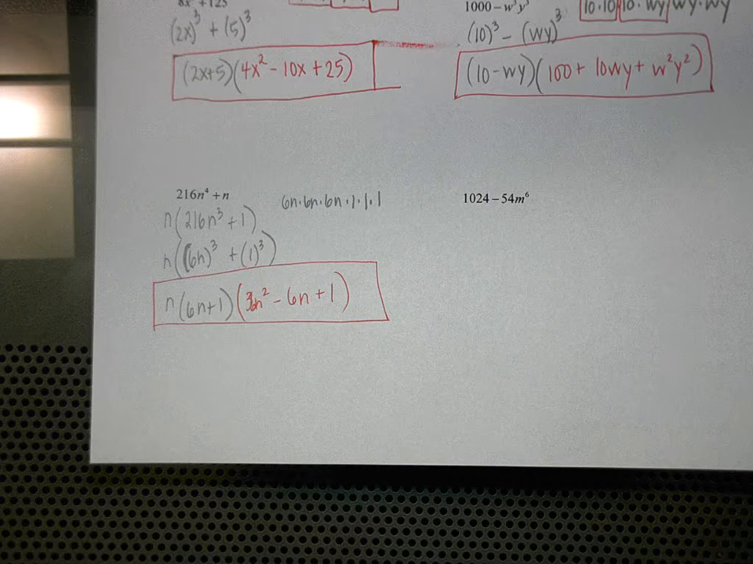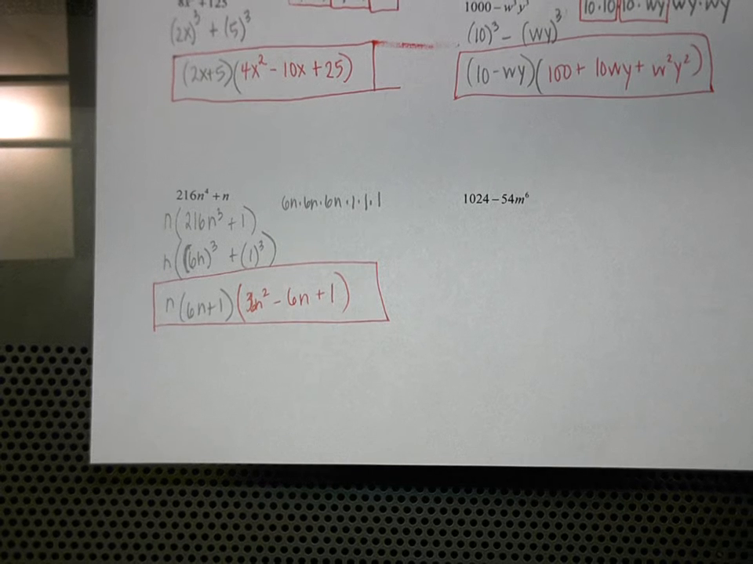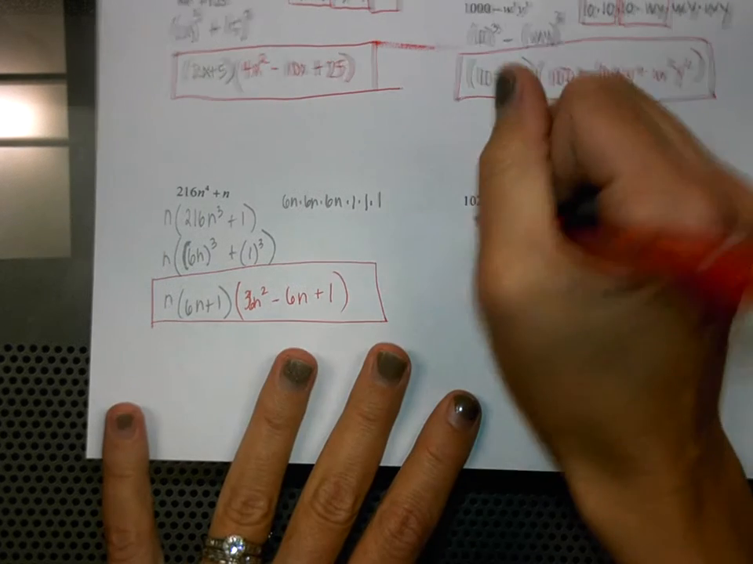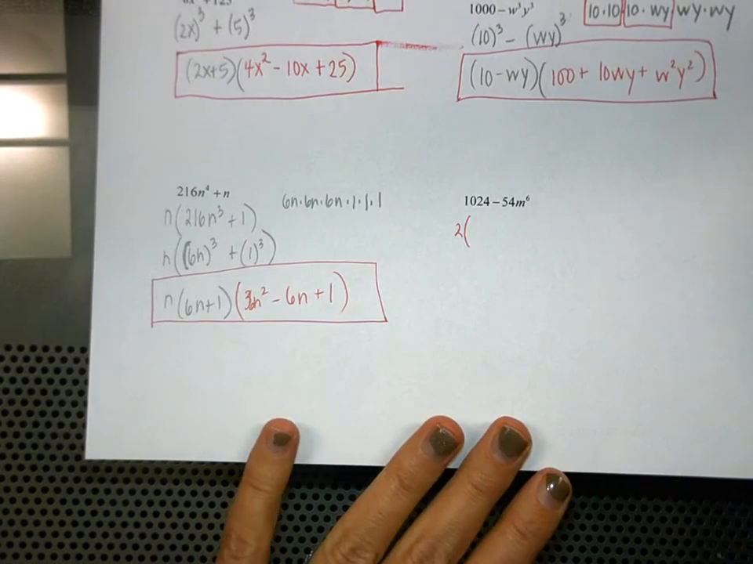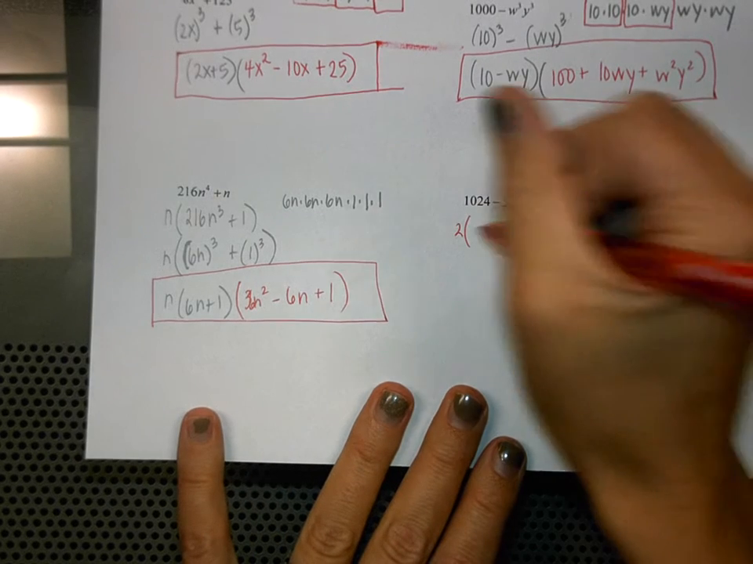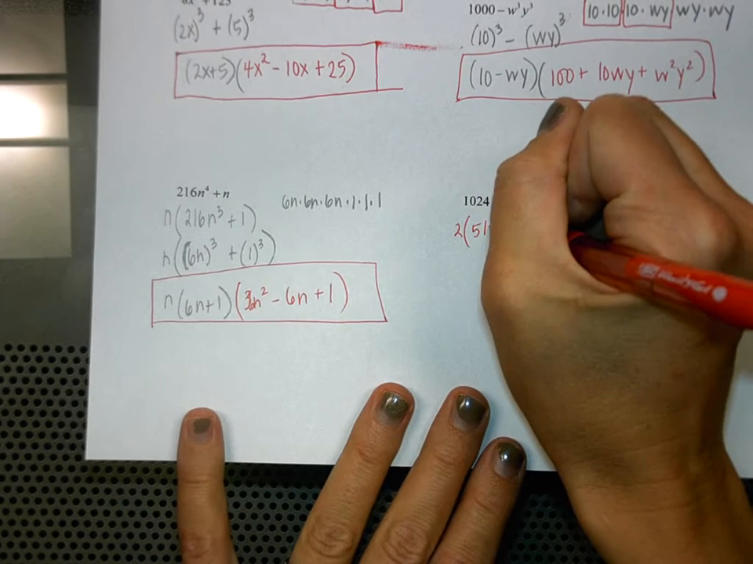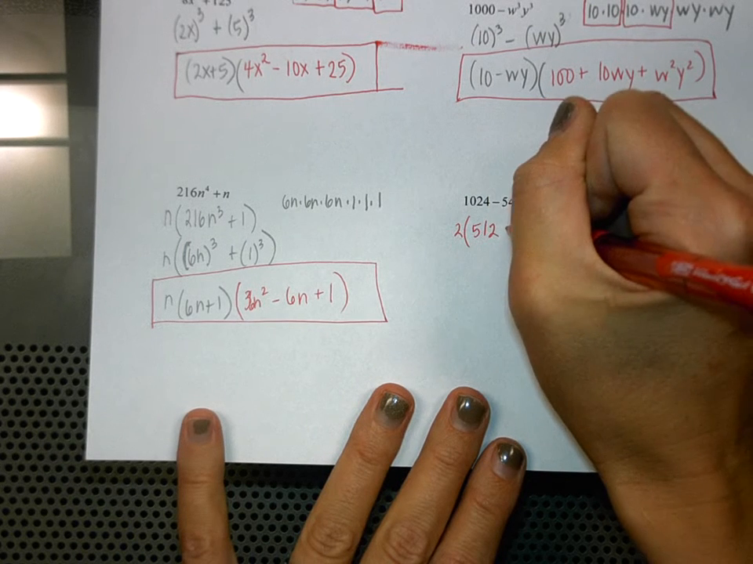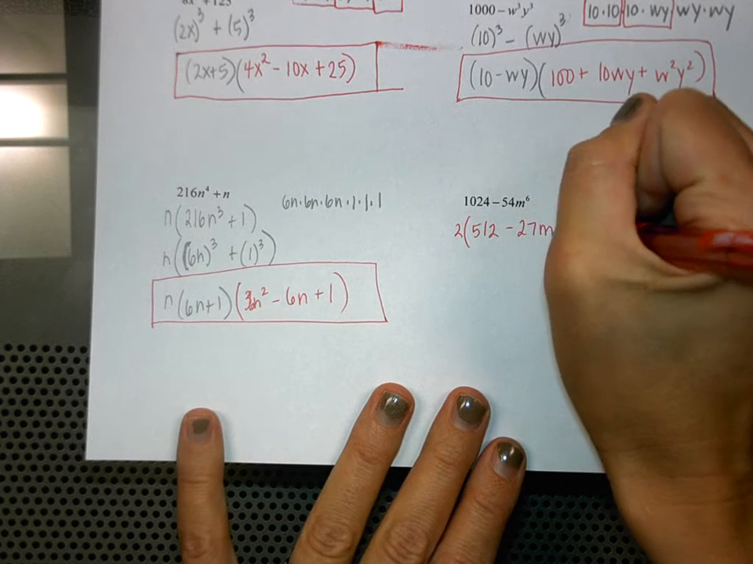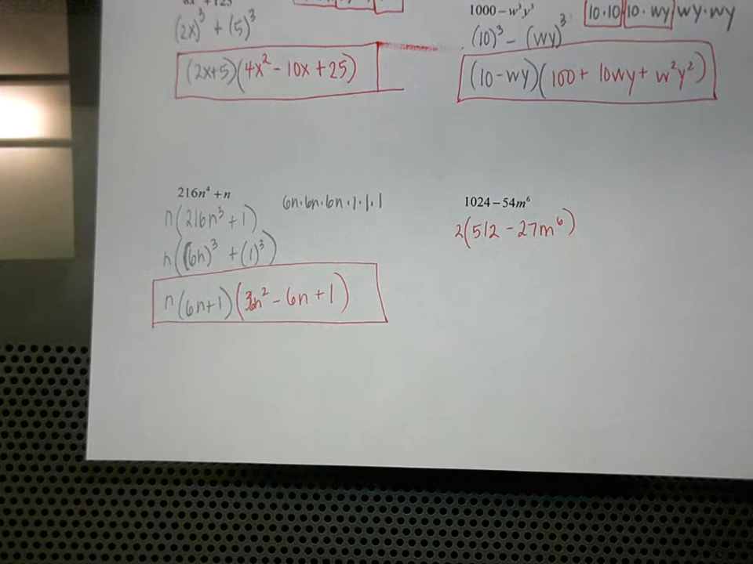Okay, next one. GCF. So you can see that those are not cubes right now, right? And so we can see that they're both even numbers. Hopefully you notice they're both evens. So you might just start by dividing out by 2 and then seeing what happens. So if we divide out a GCF of 2, what am I left with? 512 minus 27 m to the 6th. Are both of those cubes? Is there anything I could factor out more?